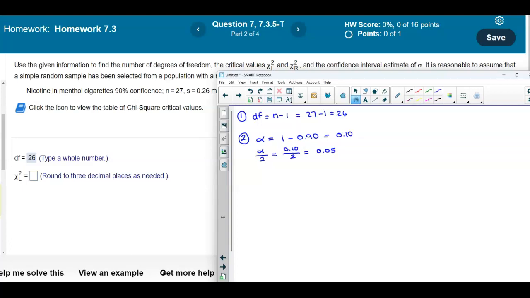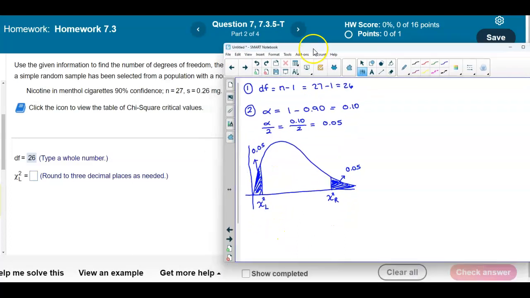Okay, so now what that tells us with the chi-square distribution is the following. The chi-square distribution is skewed right, and that tells us that we have areas on both tails here. So this area represents 0.05, and this area here represents 0.05. So here represents the critical value chi-square on the left, and on this side here is chi-square on the right.